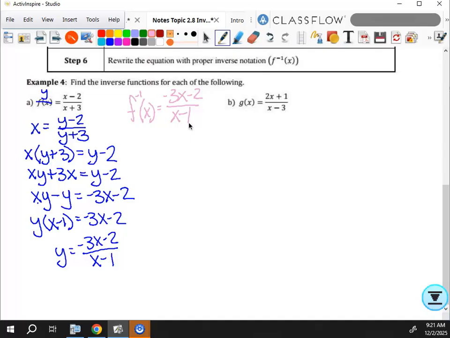All righty. Let's do this one. So I'm going to change this to y. Then I'm going to switch them. X equals 2y plus 1 over y minus 3. All right. You work on that one.